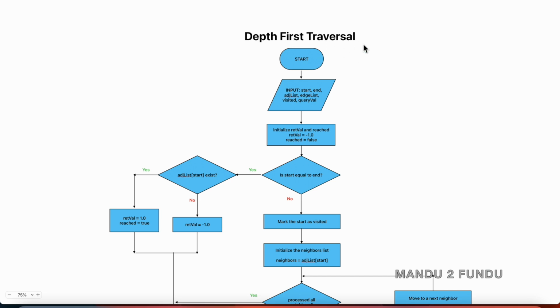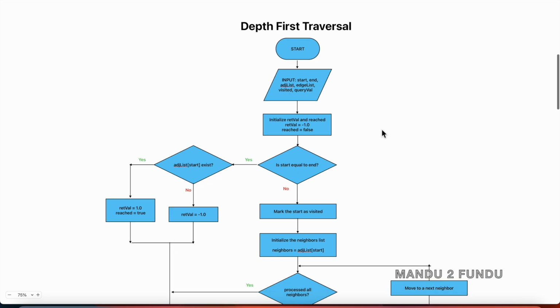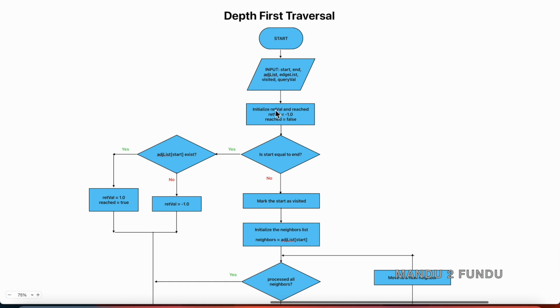Okay, so input for this procedure is the start and end vertex, and then the adjacency list map, edge list map, visited map, and the query value. Okay, so first we initialize the return value and the reached variable. The return value is initialized with -1 and the reached is initialized with false.